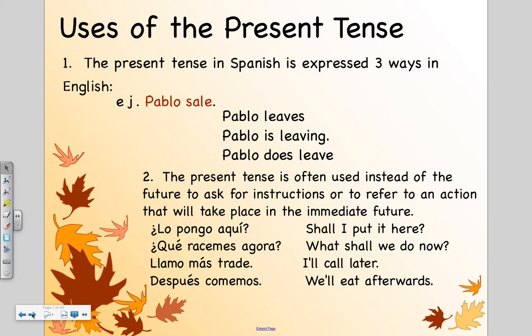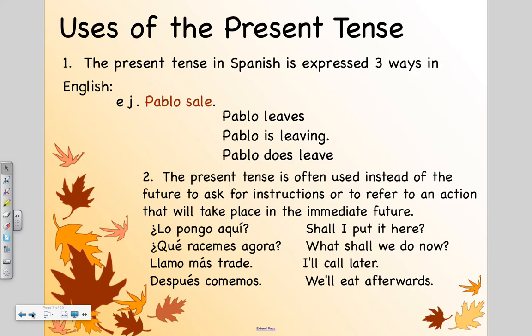We're going to talk about the uses of the present tense today. In English, we have three different ways to express the present tense. We can say Pablo leaves, we can say Pablo is leaving, and we can say Pablo does leave. In Spanish, one verb can say all of those. Pablo sale means Pablo leaves. Pablo sale means Pablo is leaving. And Pablo sale also means Pablo does leave. There's no separate word for does in Spanish. Okay, so please remember that the present tense in Spanish can be expressed three ways in English. It's a threefer.